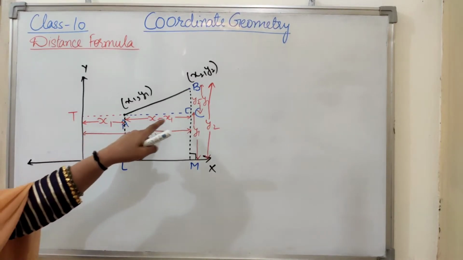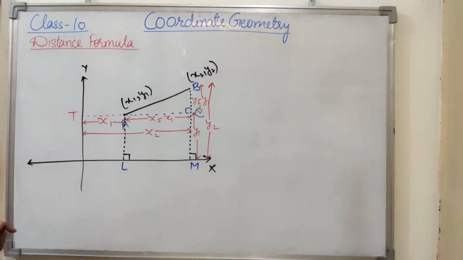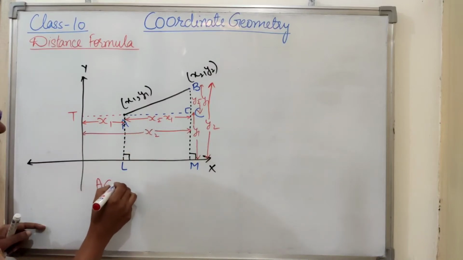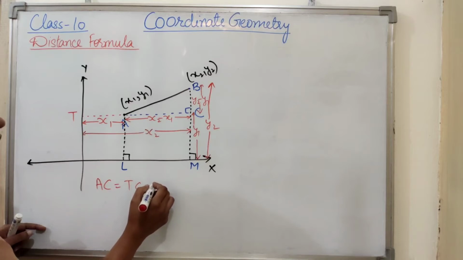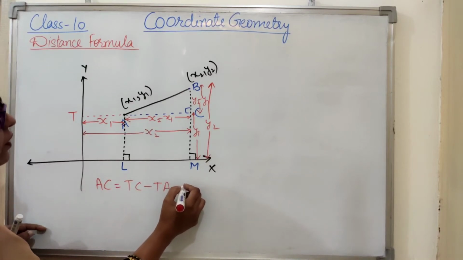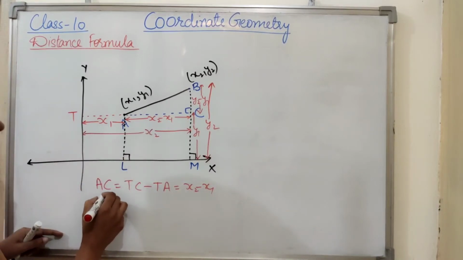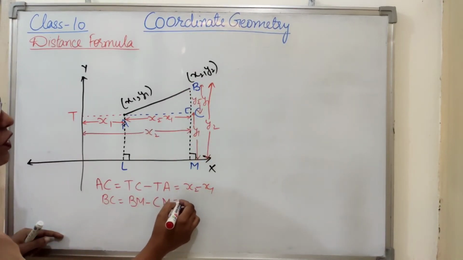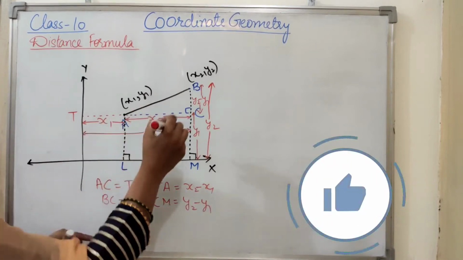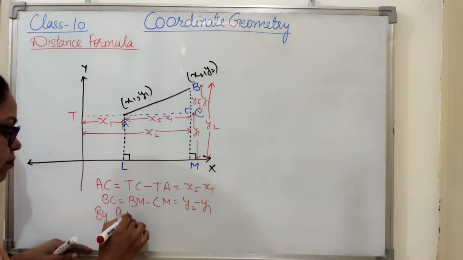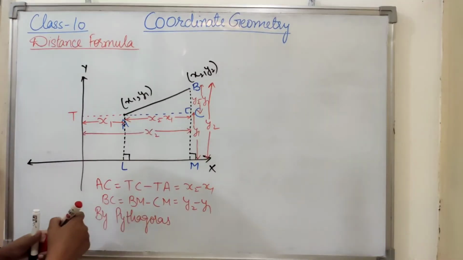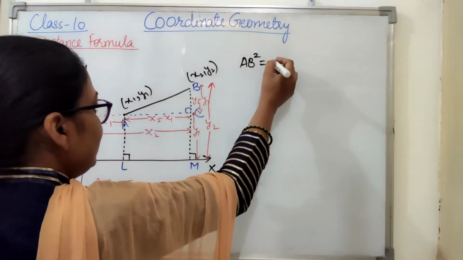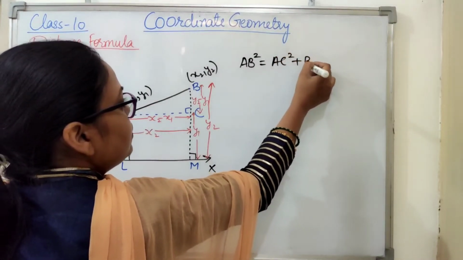Now I have this AC length, I have this BC length. So now using Pythagoras, let me write here how we found AC. AC is TC minus TA, which is x2 minus x1, and BC is BM minus CM, which is y2 minus y1. Now, by Pythagoras, let us use here AB square will be equal to AC square plus BC square.